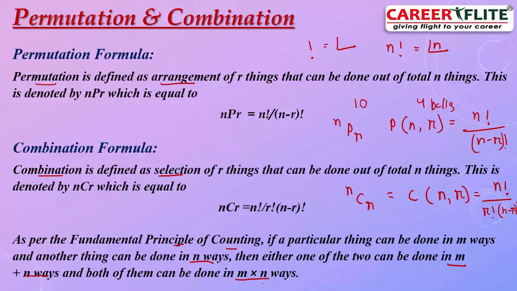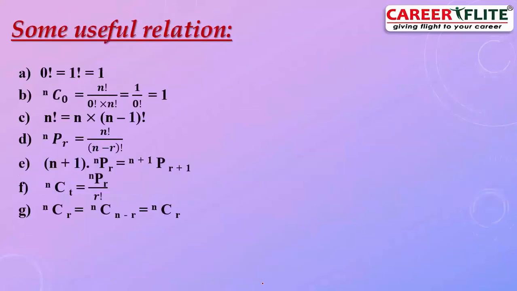Let us see some useful relationships of permutation and combination. So here, 0 factorial. Most of you might think that 0 factorial is 0, but it is wrong. 0 factorial is never 0. 0 factorial is always 1. So you must remember that 0 factorial is always 1 and 1 factorial is also 1.